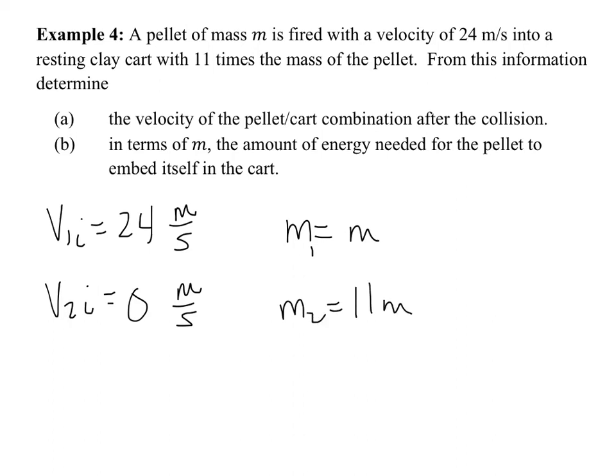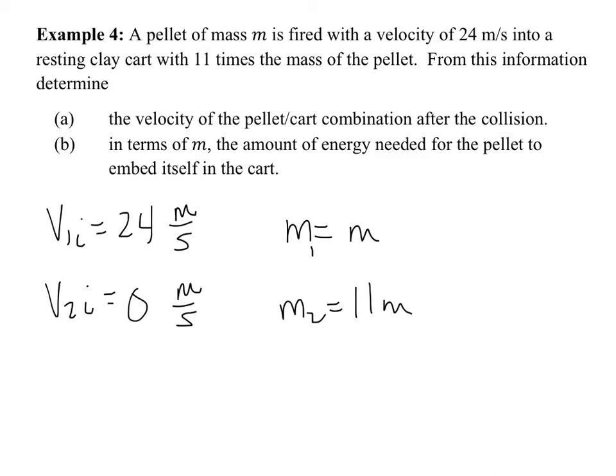Now, please make a note if you need to, because some of you review your notes but sometimes make mistakes when reviewing. For example, last year a student studying the notes told me this is 11 meters. I'm like, oh no, it's not meters. You just looked back at your notes, saw m and put meters. This m is one mass unit, or one pellet mass. So the mass of the pellet is m. The mass of the cart is 11m, because it's 11 times the mass of the pellet. The velocity of the pellet is 24 meters per second. The cart is at rest, so it's 0.